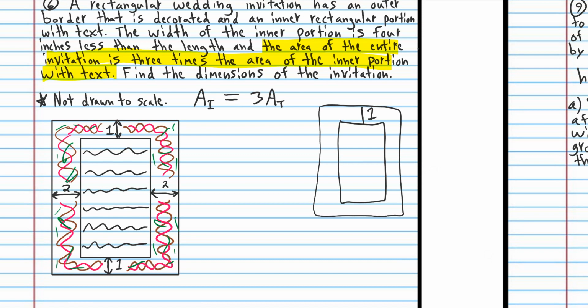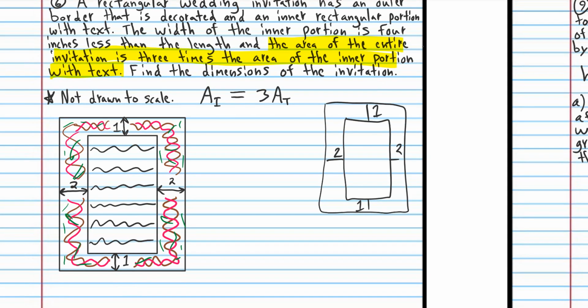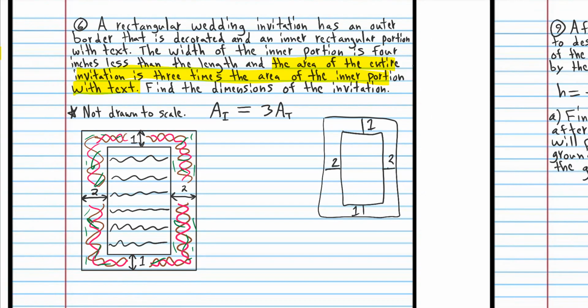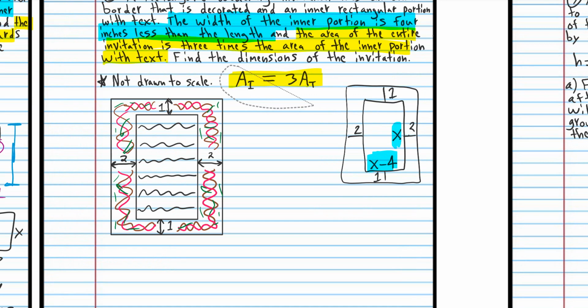So we know this is 1, we know this is 2, we know this is 2, we know this is 1. And notice that these drawings are not drawn to scale, so don't get your ruler out and think you're going to solve it with a ruler. We also know that the width of the inner portion is 4 inches less than the length. So if the length is x, then the width would be x minus 4. That looks correct. So I'm going to color code this. Probably should have done that last time.